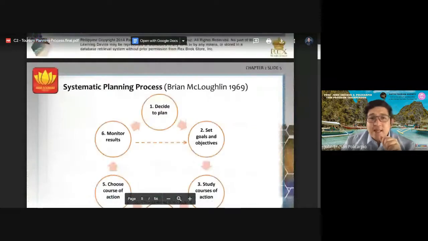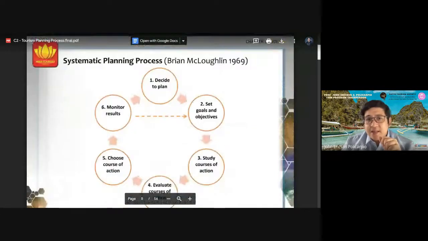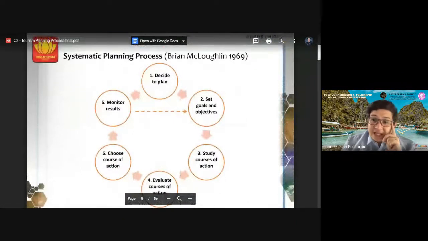In 1969 also, there is what we call the systematic planning process. The systematic planning process consists of 6 interrelated steps, and these steps form a cycle. It is basically cyclical in nature. Unlike the other presentation, which is just a straightforward process, this time everything goes back to step 1. It's a cyclical process.